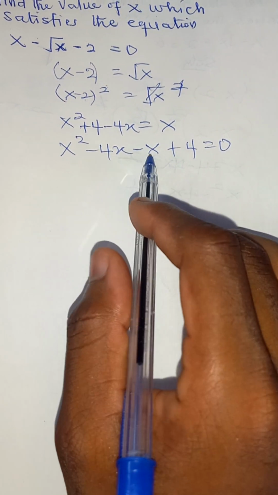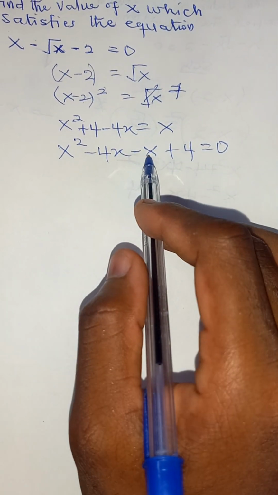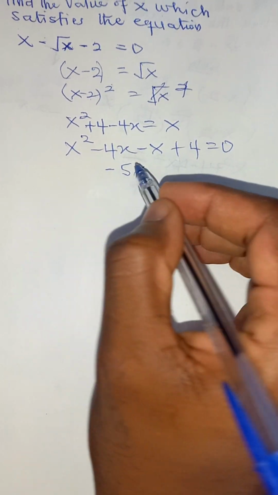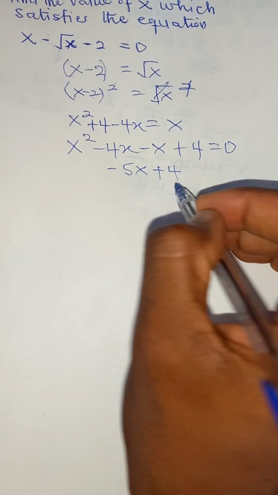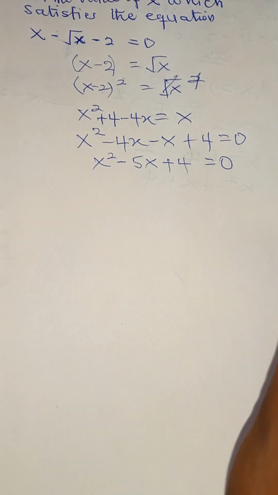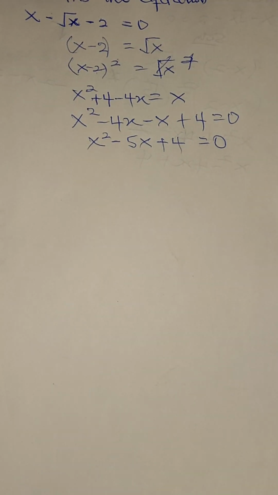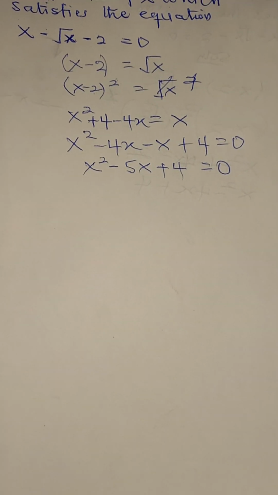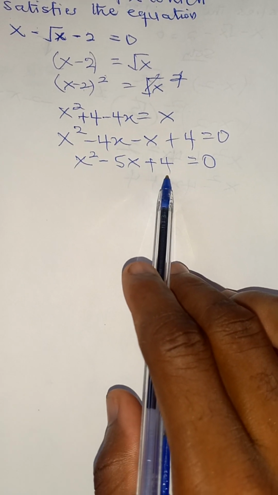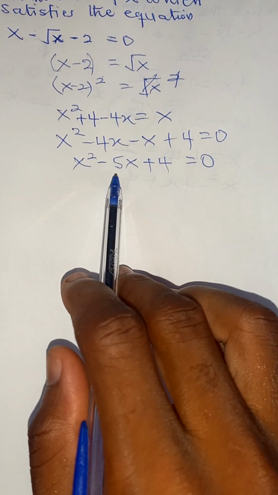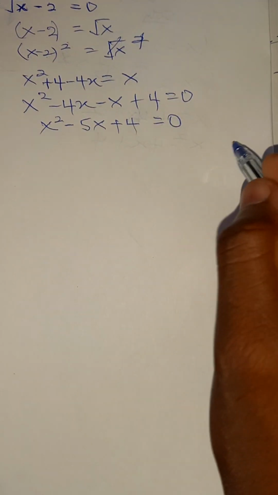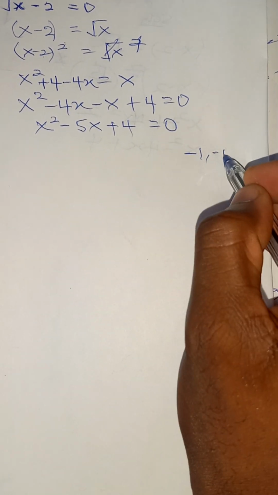Minus 4x minus x is like you are owing 4x, and another time you are owing 1. So in all, you are owing 5x. So negative 5x plus 4. We have x squared here, and that will give us 0. And this is a factorable quadratic equation. It is factorable because we can find two factors of 4 that when we put together will give us negative 5, and multiplying those same factors will give us positive 4. Those factors are negative 1 and negative 4.